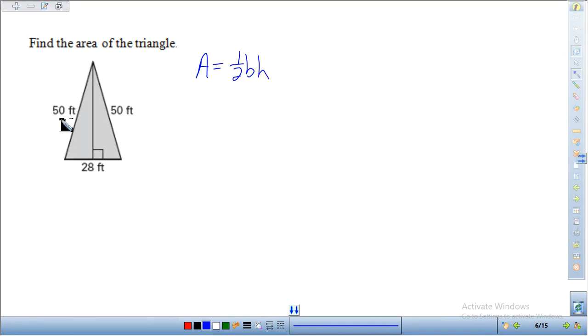So in this case, 50 is not our height since it is not perpendicular to our base of 28. So you can see this segment here, which is going through our triangle, is actually going to be our height. So we're going to need to go ahead and solve for that.